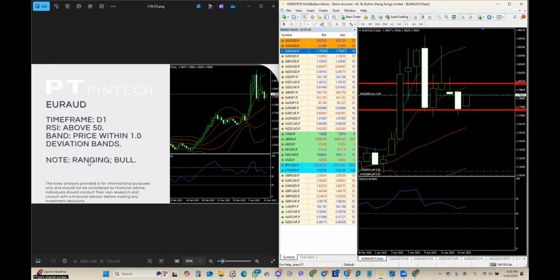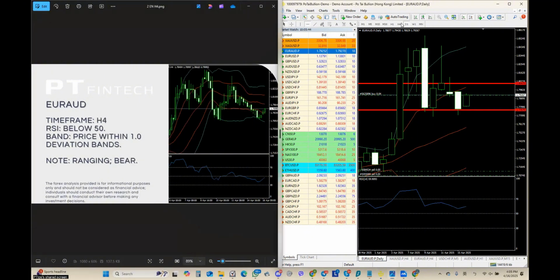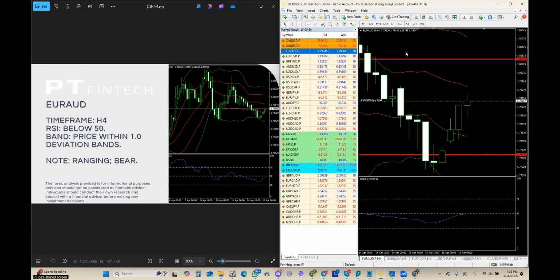All right, so PTips claims that it's ranging and moreover, it should be more bullish. I could see that because RSI is still above 50, and the prices are above MA20, so I can see why PTips claims it's more bullish. Okay, now let's actually go to H4.